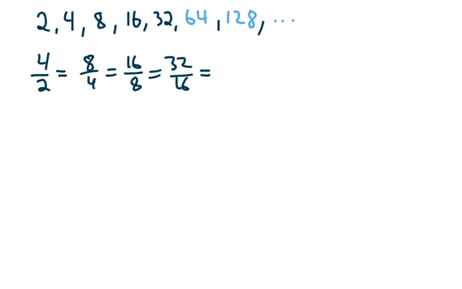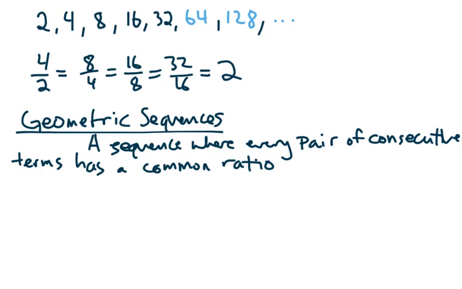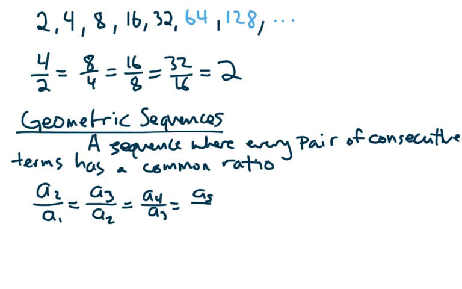It's that same number that I said I can multiply by to get the next term. I can start here and multiply by 2 to get the next term, and this ratio of one term to the previous term is 2. This is an example of geometric sequences, a sequence where every pair of consecutive terms has a common ratio. Instead of a common difference like arithmetic sequences, these have a common ratio. And in general, that means that if I take the second term and I divide it by the first term, I get the same thing as when I take the third term divided by the second, or the fourth term divided by the third, or the fifth term divided by the fourth, and so on.